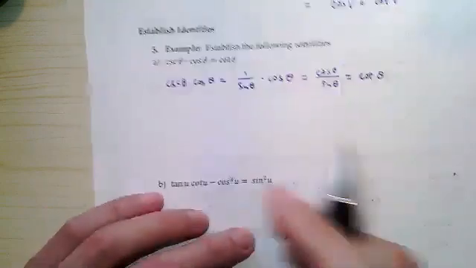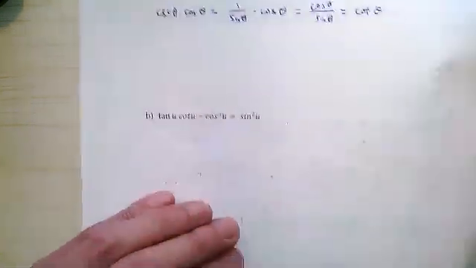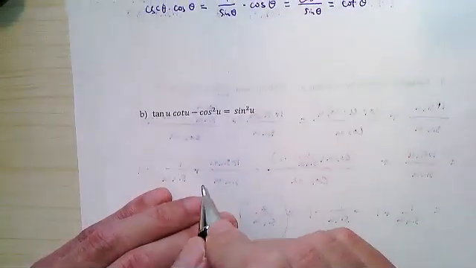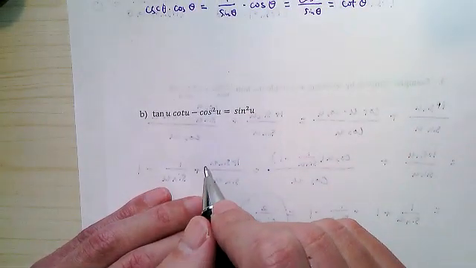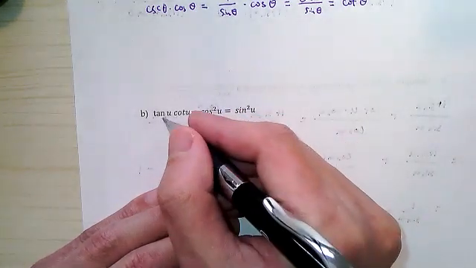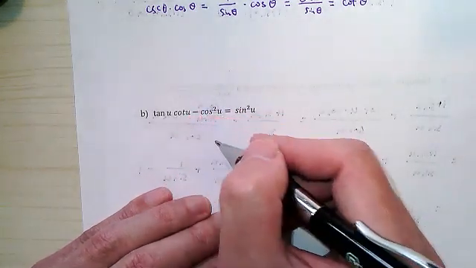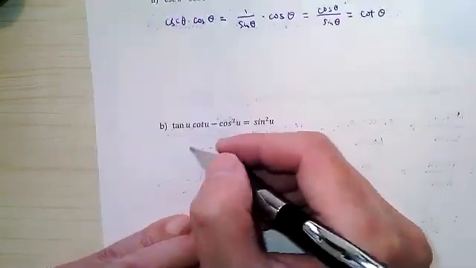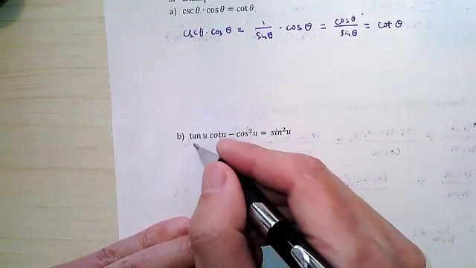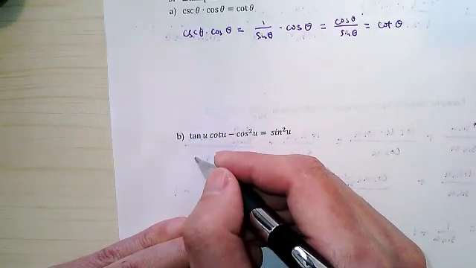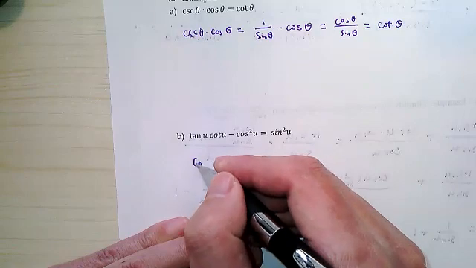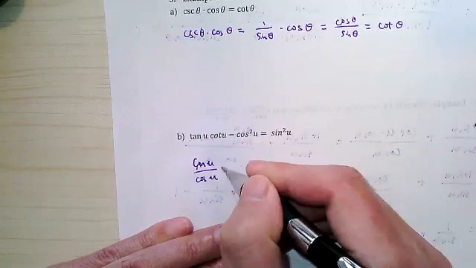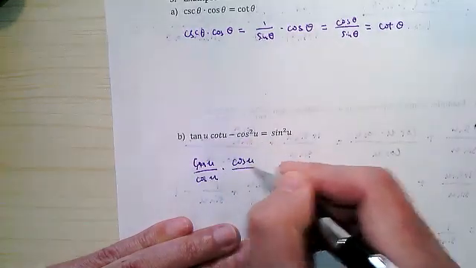Okay, let's continue. This one also looks complex. However, convert everything in terms of sine and cosine. Sine, tangent, cotangent, they all look very complicated. So let's do it. Tangent u, what is tangent u? It is sine u over cosine u. What's cotangent u? It's cosine over sine.